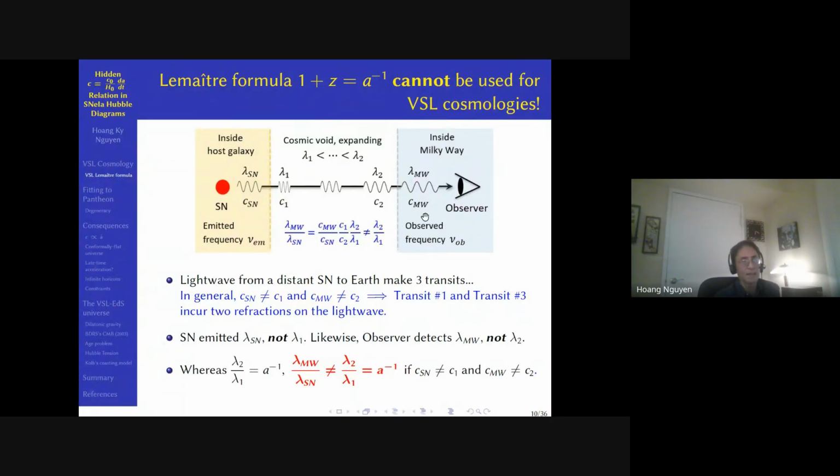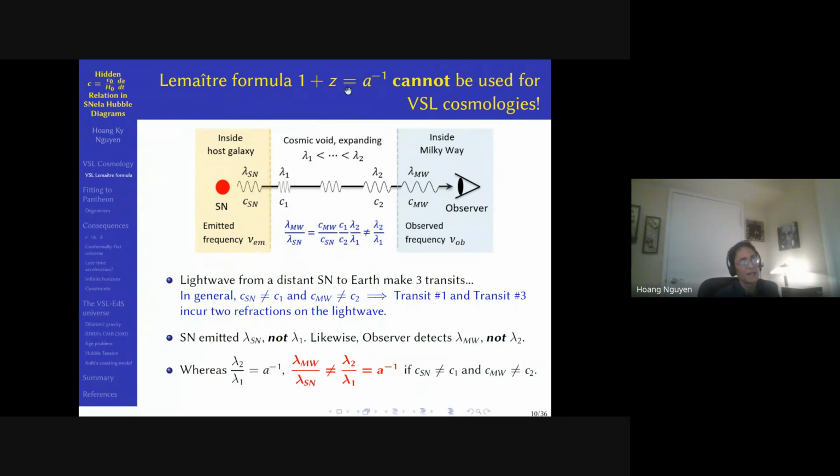the speed of light, right? Now, we have to notice that the supernova emit lambda Sn, not lambda 1. And the same thing here, that we observer will detect the lambda Milky Way, not lambda 2. Right? That's important. Whereas the lambda 2 and lambda 1, the ratio between them is usual as A inverse, A, that's known. However, what we detect in lambda, we have to compare lambda Milky Way with lambda Sn. And that is not lambda 2 but lambda 1.